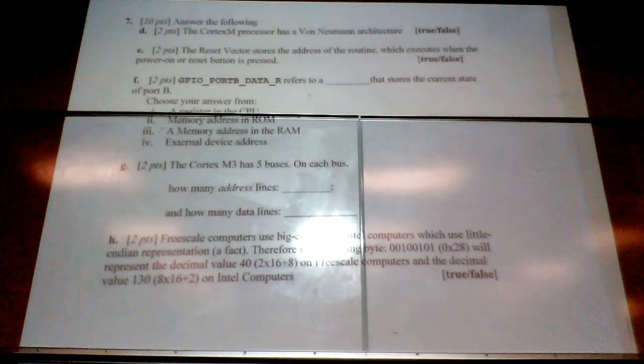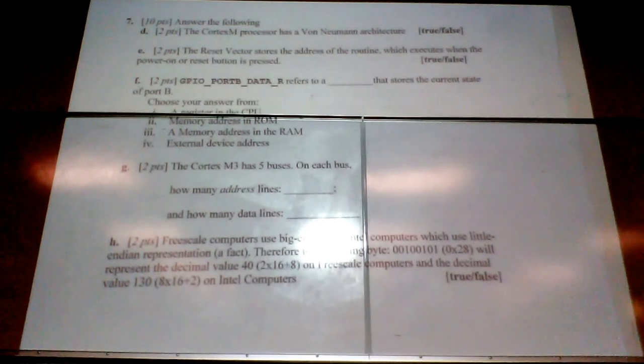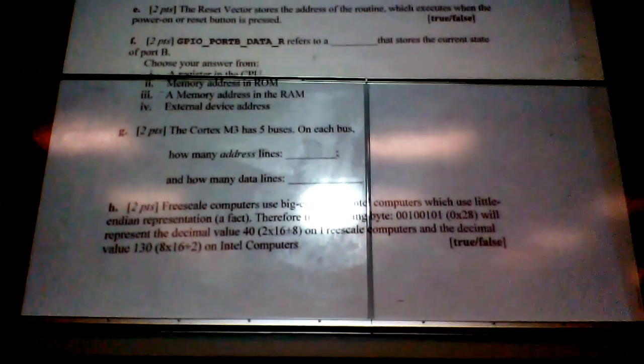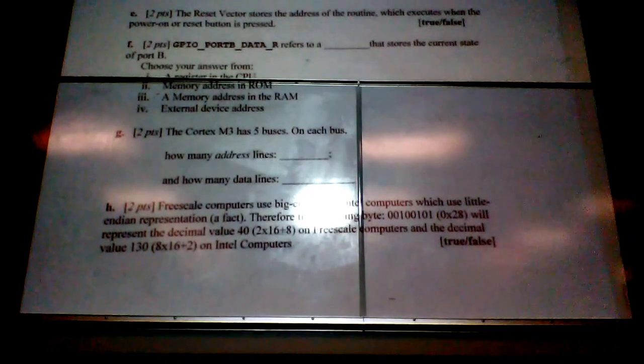The reset vector stores the address of the routine which executes when the power on or reset button is pressed. True or false? True. Okay. Everyone gets that? Quiz on it in lab multiple times, right?